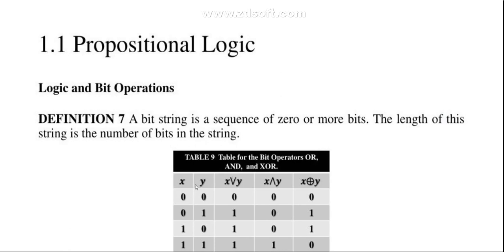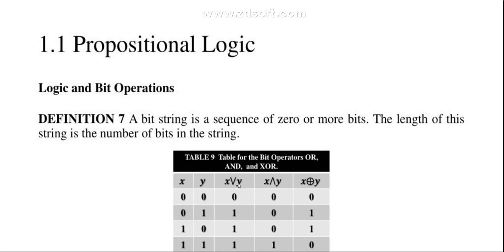So now x, y are P, Q. So x and y, x disjunction y, x conjunction y, x exclusive OR y. So 00, 01, 10, 11 is a truth table, you know about that, and you studied it already in digital logic design as well.